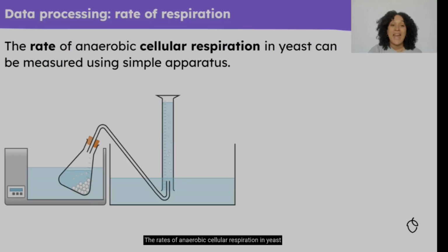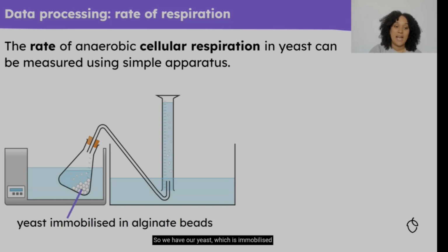The rate of anaerobic cellular respiration in yeast can be measured using simple apparatus, shown in this diagram here. So we have our yeast, which is immobilized in alginate beads. The yeast are also submerged in water, so yeast can't respire using the oxygen that's dissolved in water, so they're carrying out anaerobic cellular respiration that's occurring without oxygen present.